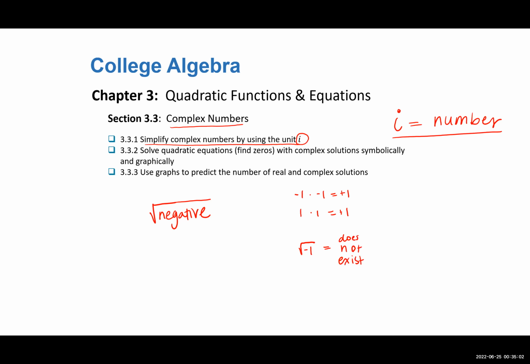Until today, we are going to say, you know what? Let's give it a definition. The square root of -1 is actually going to be i. So anytime you take the square root of a negative, you're going to introduce this i.